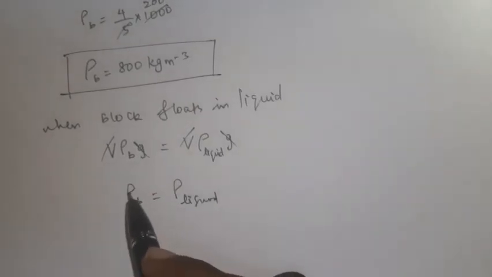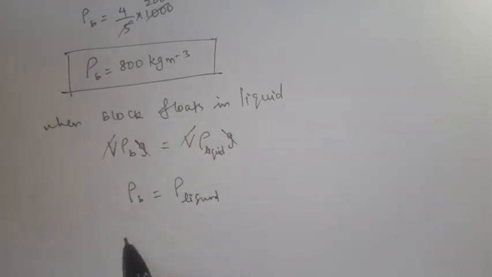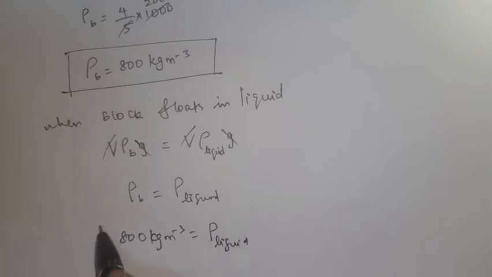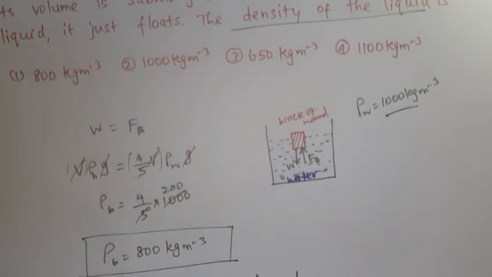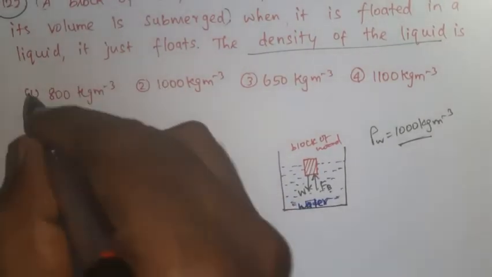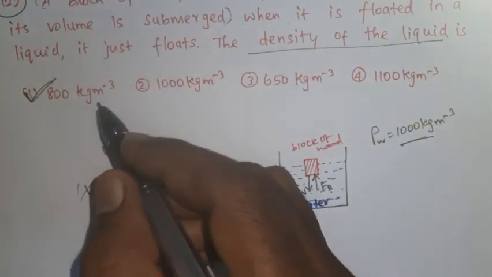So the density of the block of wood is equal to the density of the liquid. The density of the block of wood, you already know, is 800 kilogram per meter cubed. This is the density of the liquid. According to this, among the given options, the correct one is the first one, 800 kg per meter cubed.